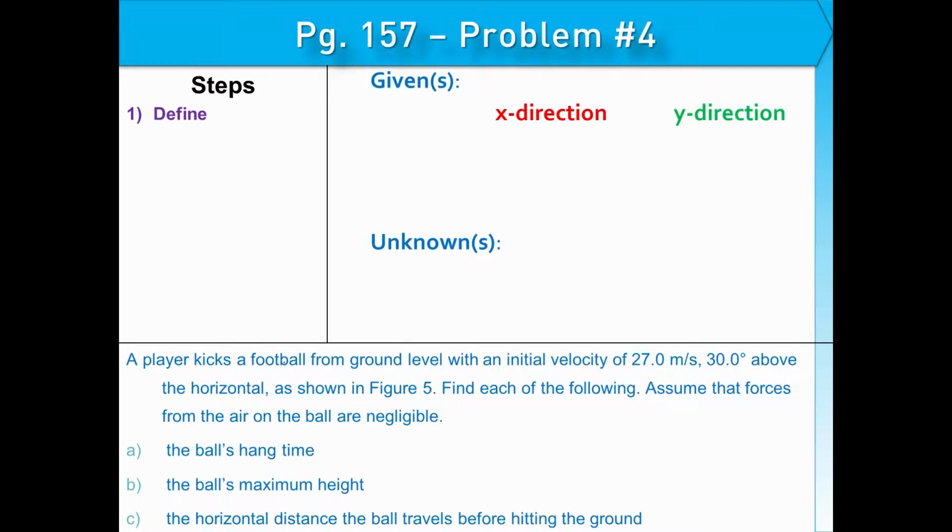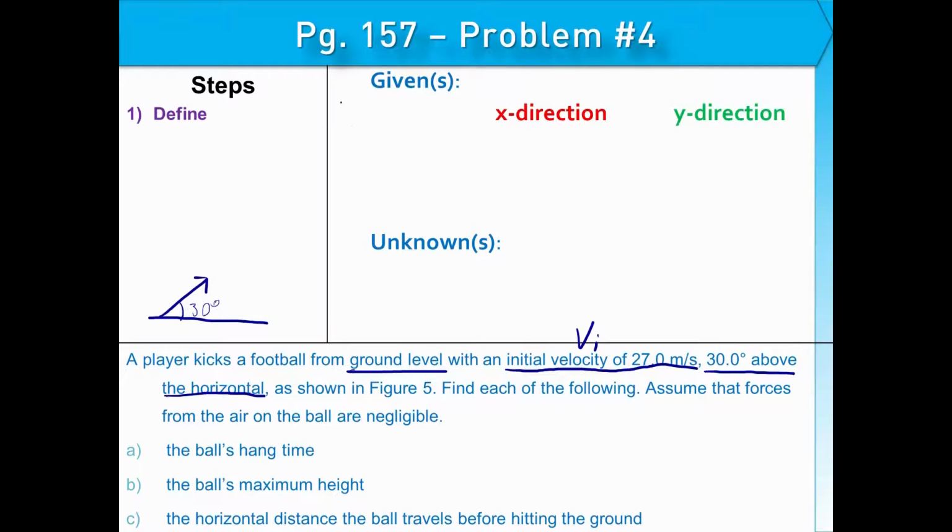So a player kicks a football from ground level, so we know that the height will be basically 0, with the initial velocity of 27 meters per second. So they tell you the initial velocity is going to be 27 meters per second, 30 degrees above the horizontal. So it means that if I have my ground level here, the angle 30 degrees will be right here then, and the ball will be launched like this.